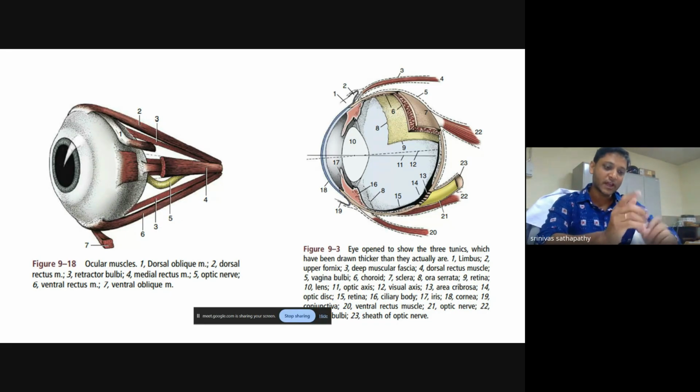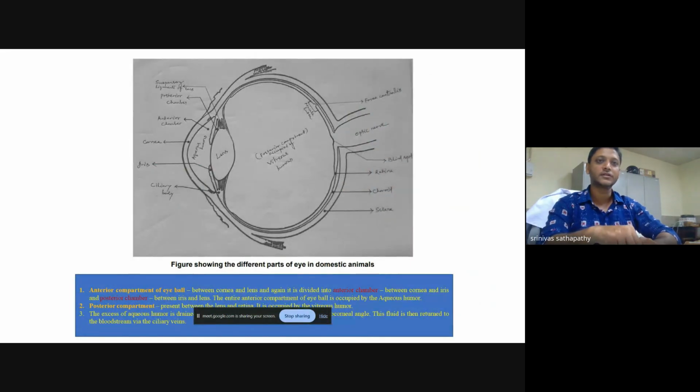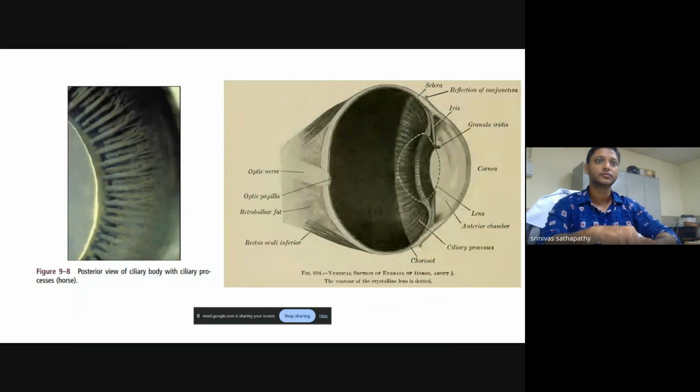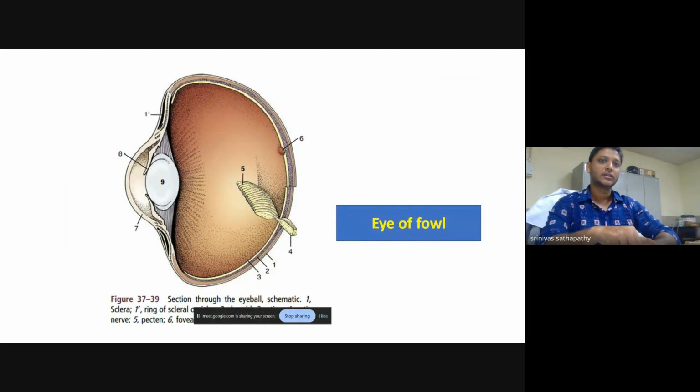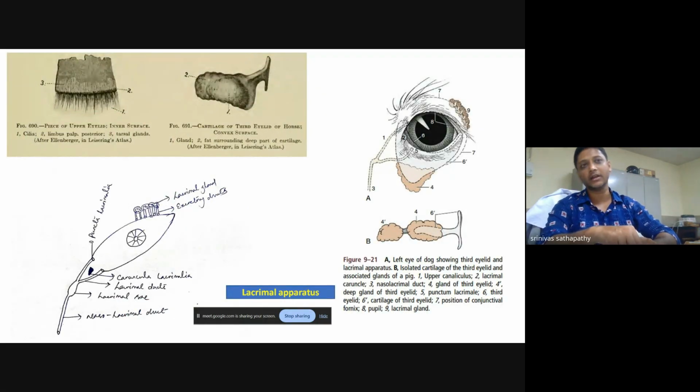Now these muscles are innervated by the cranial nerves which I have shown you. They exit the cranial cavity through the 3 foramina in the previous slides, which are quite useful for desensitization of the eyeball. Now this is some of the anatomical part. These are the ciliary processes. Then this is the eye of fowl. This is the lacrimal gland with lacrimal apparatus. The connection between the lacrimal gland and the nasal chamber is through the nasolacrimal duct.